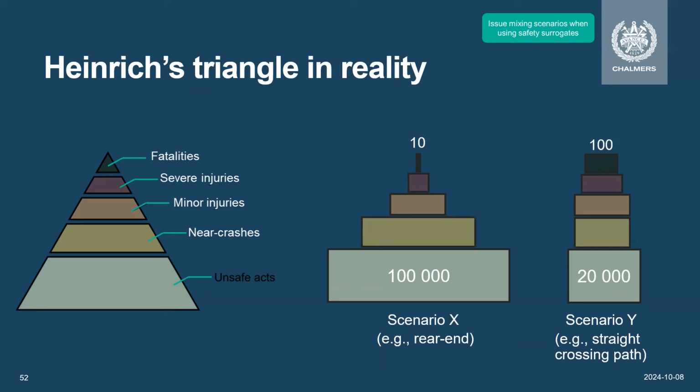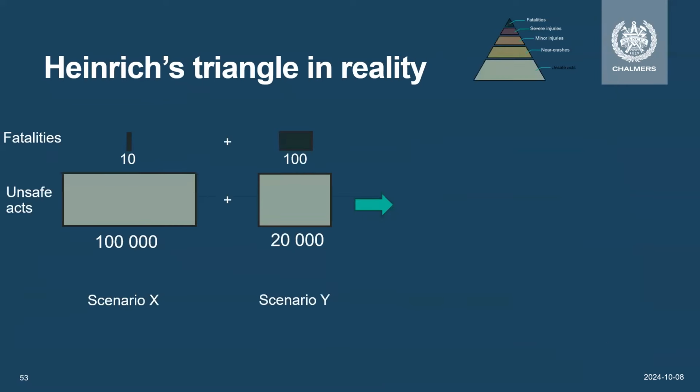If we now zoom in only on the unsafe acts and the fatalities, that means we have 100,000 plus 20,000 unsafe acts, and then 10 plus 100 fatalities. If we now simulate the lower part, we take the unsafe acts and we generate something.